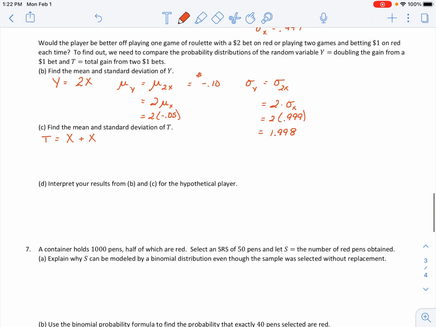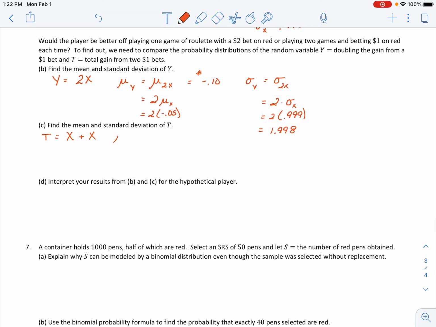Now, if I instead think of this as a combination of random variables, the average, you are allowed to add means. So I'm going to take the mean of x and add it to itself, which means I'm taking negative 5 cents and adding it to itself. I'm still getting an average loss of 10 cents over time. However, your standard deviation will not be the same because you cannot add standard deviations. You have to add the variances and square root that sum. So add your variances, sigma squared x plus sigma squared x, and then square root that result.